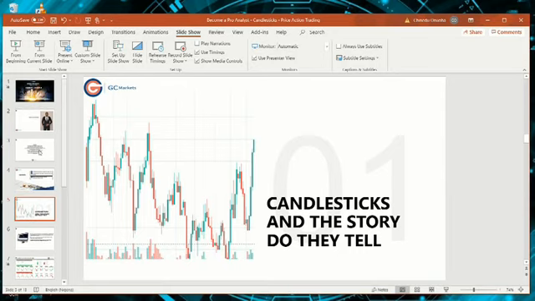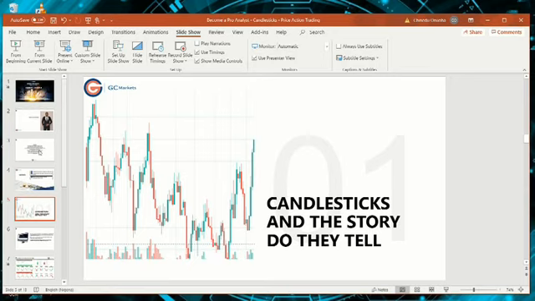Candlesticks and the story they tell. Well, if you are new to trading, then when you pull up your chart, it looks very confusing. I wouldn't lie, it looks really, really confusing, and I would understand some people wondering, what am I looking at here? How do I make sense of all the chaos? So we'll see how we can break that down.